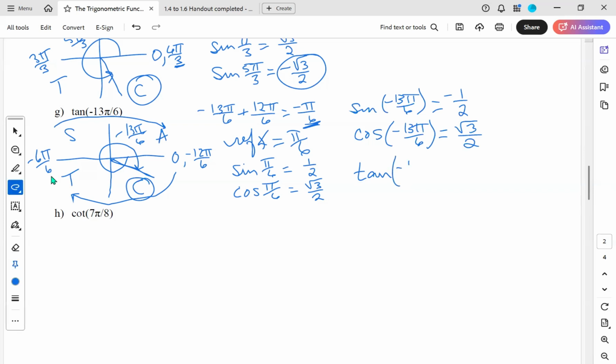Okay, so in that case, that's going to be sine over cosine, so negative 1/2 divided by square root of 3 over 2. So these will cross off. And that's going to leave me with -1 over the square root of 3. Again, you will need to rationalize. So multiplying by the square root of 3 on the top and the bottom, this is going to give us negative square root of 3 over 3 as our answer.